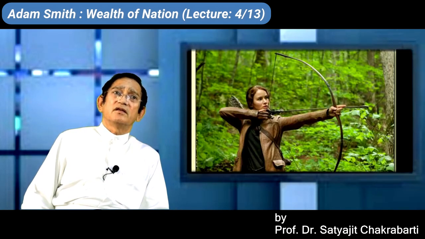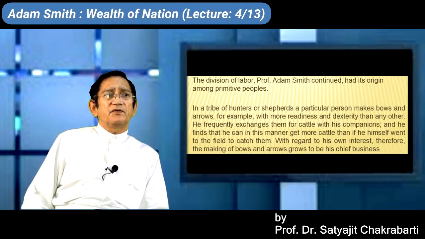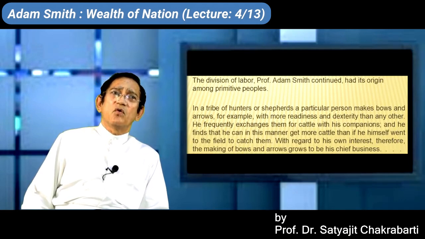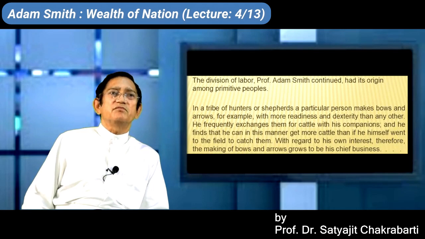The division of labor, Professor Adam Smith continued, had its origin amongst primitive people. In a tribe of hunters or shepherds, a particular person makes bows and arrows, for example, with more readiness and dexterity than any other. He frequently exchanges them for cattle with his companions, and he finds that he can in this manner get more cattle than if he himself went to the field to catch them. With regard to his own interest, therefore, making bows and arrows grows to be his chief business.